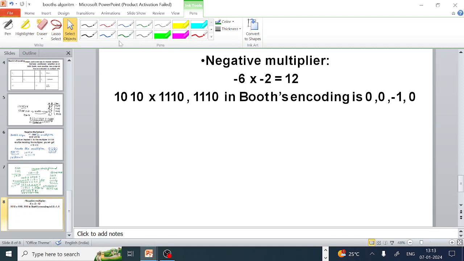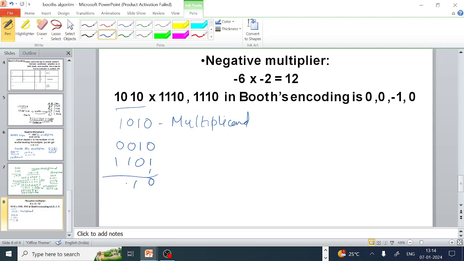So when your multiplier is a negative number, what should you do? The numbers given to us are minus 6 and minus 2. So minus 6 is 1010. This is my multiplicand. And 2 is what? 0, 0, 1, 0. That is plus 2. If I convert this to minus 2, I'll get this. So this is minus 2, which is my multiplier.